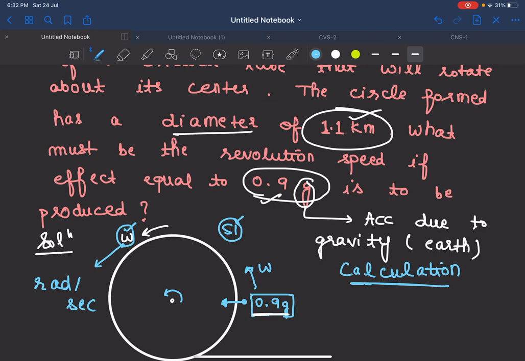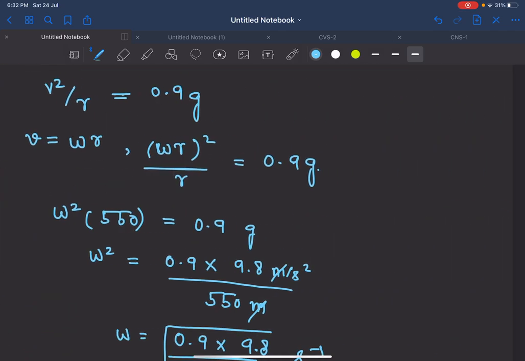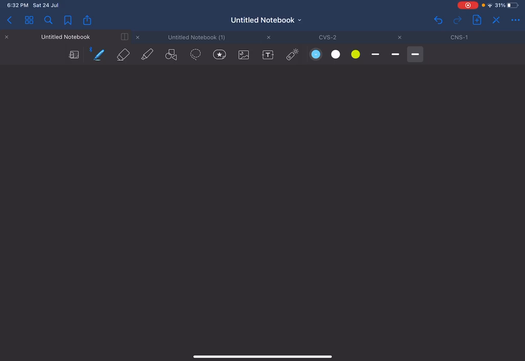So basically, first what we'll do is, we'll find the radius. The radius will be 1.1 into 1000 divided by 2, that is 550 meters. Why 1000? Because it is given in kilometers and we want to find it in meters, right? So the next step is very simple. We do not have to do anything. We just have to equate the centripetal acceleration with 0.9 g.